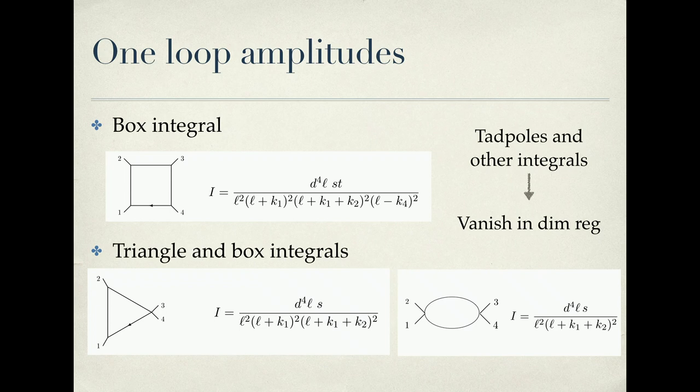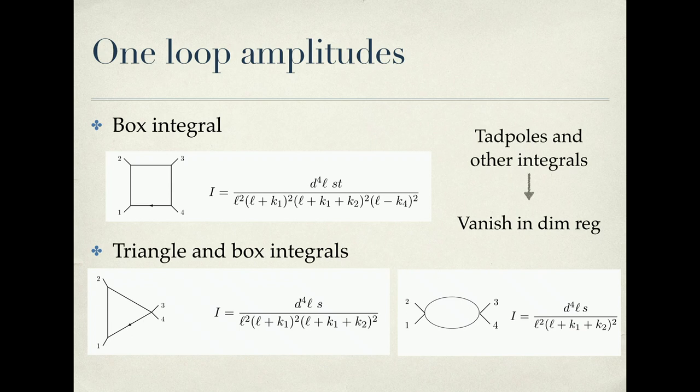Now, these integrals are just standard scalar integrals. The box integral looks like that. It's just d^4l, with some normalization for 4 points, s and t. And then there is a product of four propagators which correspond to these internal lines, and l is the loop momentum. The same thing for the triangle: there are only three propagators.